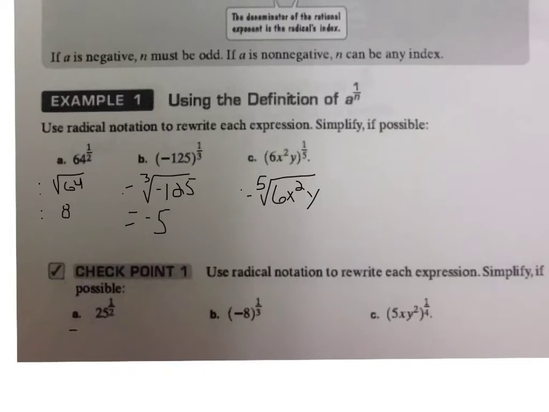Alright, for checkpoint A, that equals 5, B is negative 2, and C is the 4th root of 5xy squared. Let's turn to the next page.